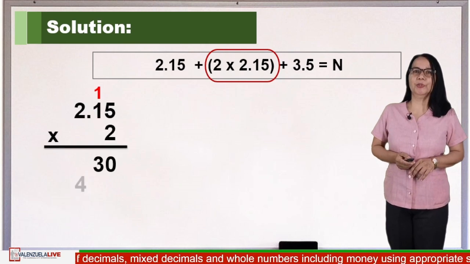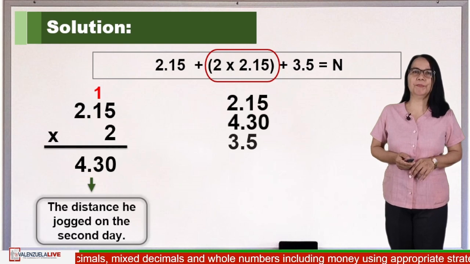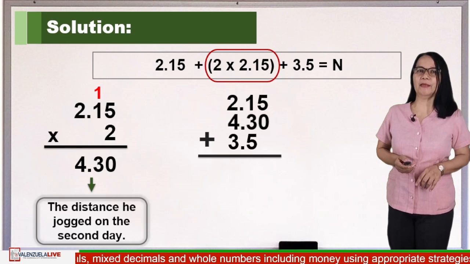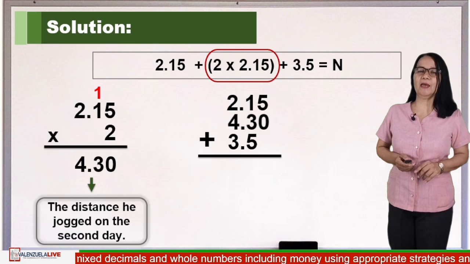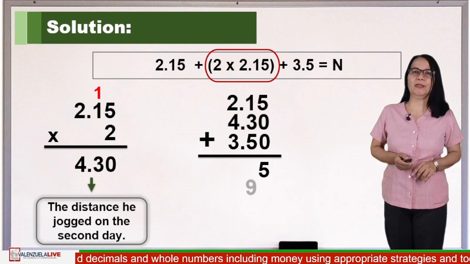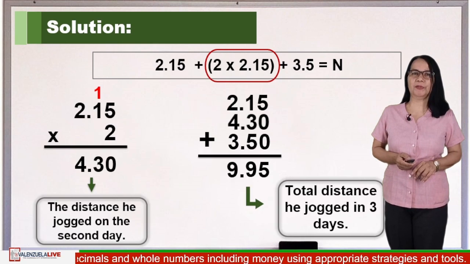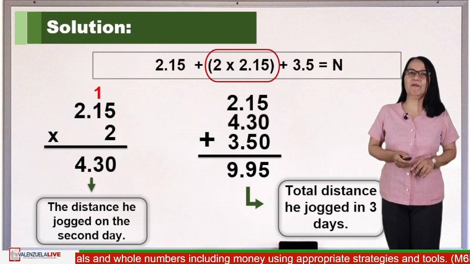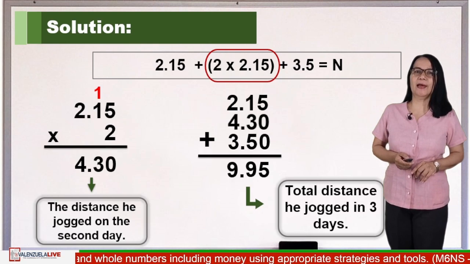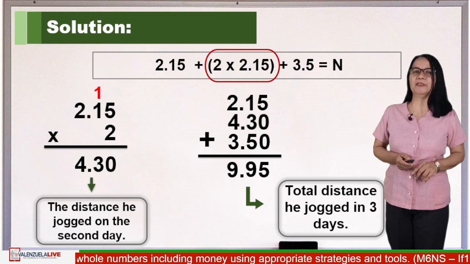Then add 2 and 15 hundredths plus 4 and 30 hundredths plus 3 and 5 tenths is equal to 9 and 95 hundredths kilometers. The distance he jogged for 3 days is 9 and 95 hundredths kilometers.